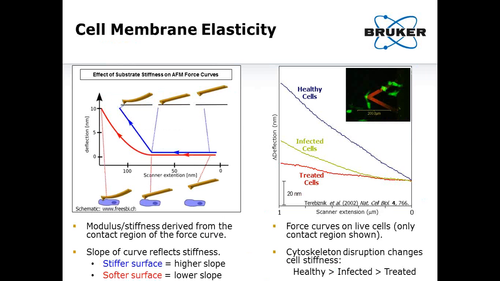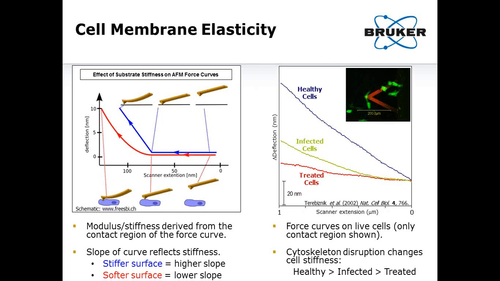Now, when we measure cell elasticity or even substrate elasticity, information on elastic modulus or stiffness is obtained from the contact region of the AFM force curve, meaning the portion of the curve where the probe is in contact with the cell surface. Looking at the schematic here on the left, we have the approach portion of a force curve obtained on a cell surface in red, and the approach portion of a curve performed on a substrate surface, such as a glass slide or a polystyrene petri dish, shown in blue.